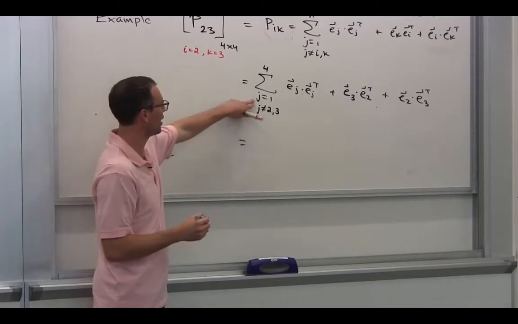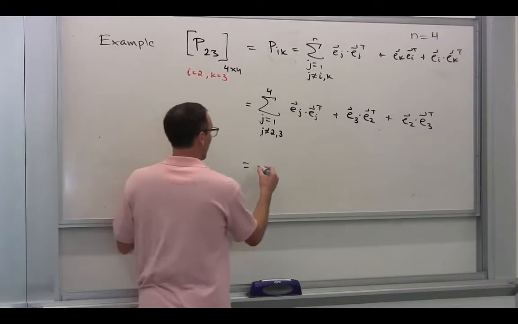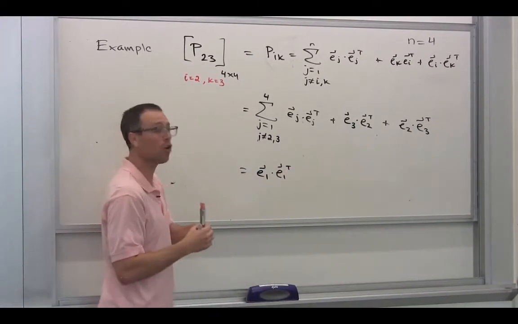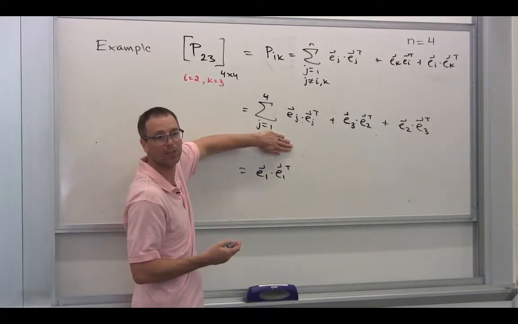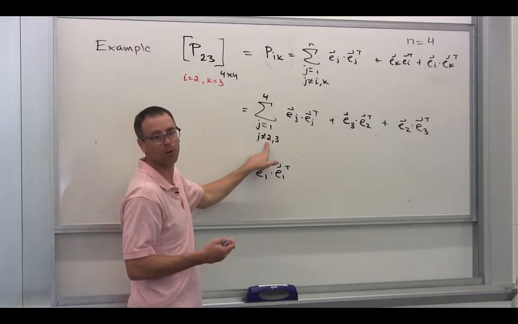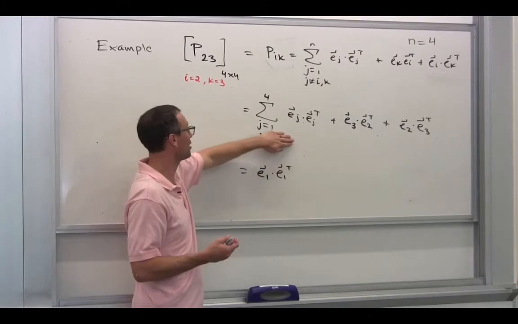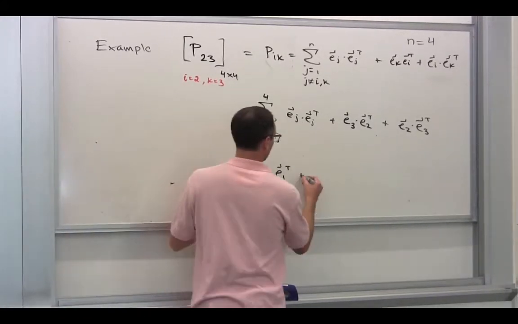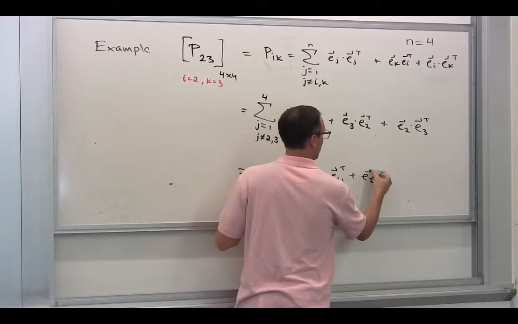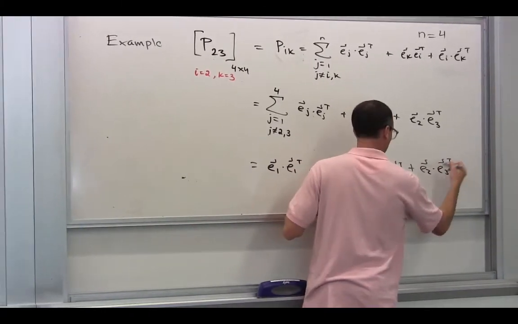Where do I start my lower index here? 1. Is there any condition that j is not allowed to be 1? So what's the first one I write? e_1 e_1 transpose. And then if I was a normal sum and I didn't have constraints, what would I do next? j equals 2. Am I allowed to do j equals 2? Nope, so then I increment by 1. What's the next one normally? 3. Am I allowed to do 3? Nope, so I just skip that. What's the last one? e_4 e_4 transpose plus e_3 e_2 transpose plus e_2 e_3 transpose. Now what?